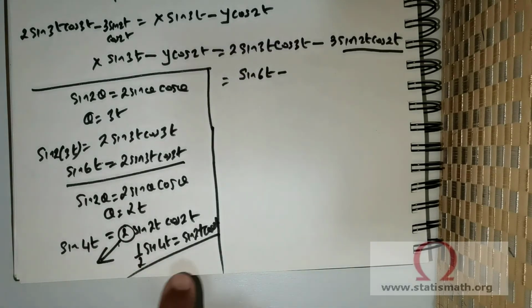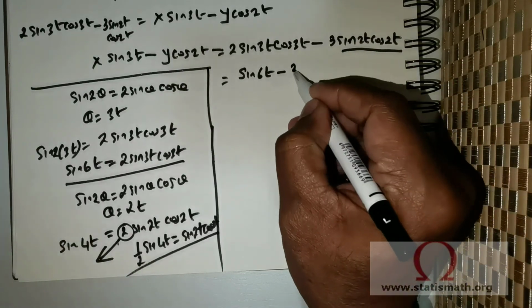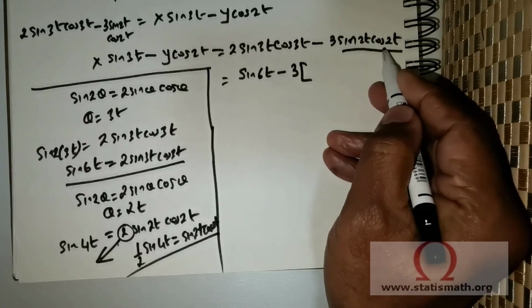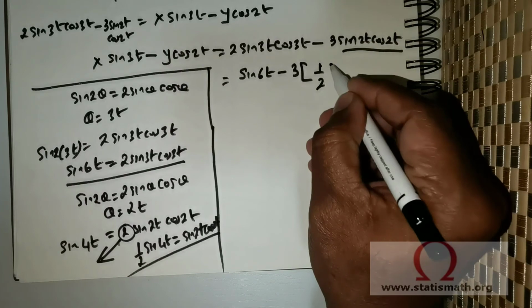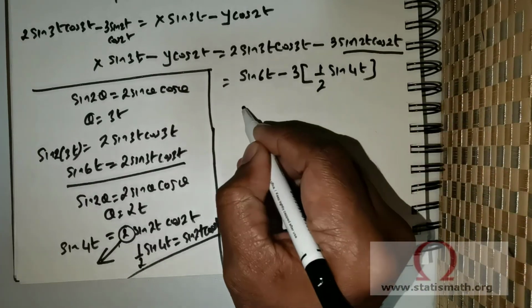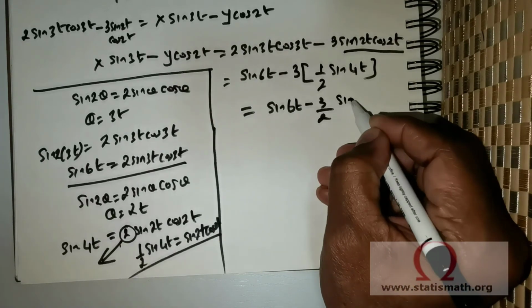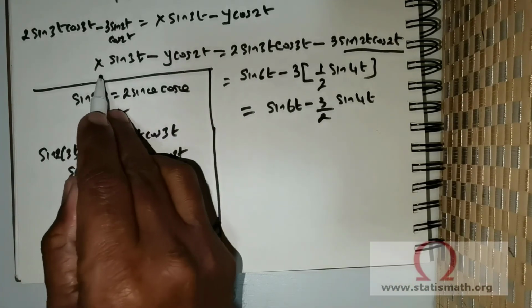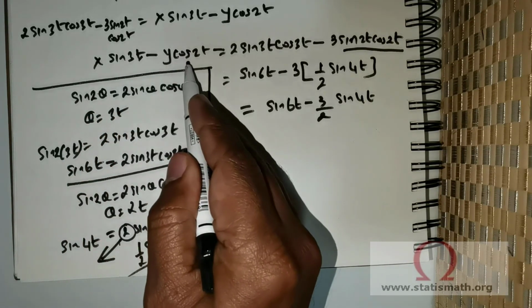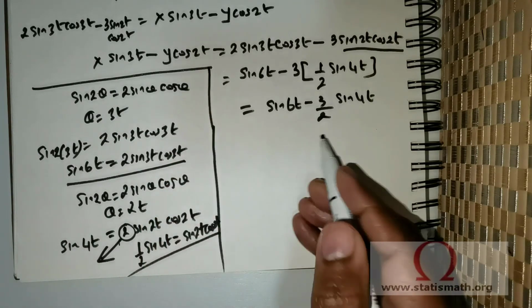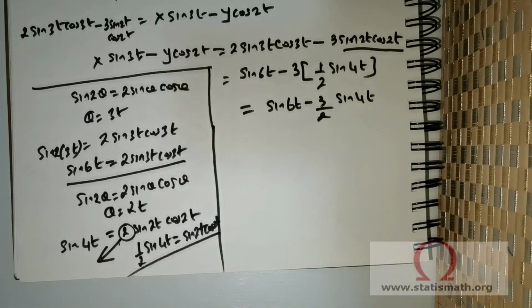So this is what I would be using. In place of 3 times sine 2t cos 2t, I would take 3 out, and in place of sine 2t cos 2t, I would be using this quantity, 1 over 2 times sine 4t. This can be rewritten as sine 6t minus 3 over 2 times sine 4t. So on the left, you have x times sine 3t minus y times cos 2t, which is equal to sine 6t minus 3 over 2 sine 4t. So that completes the result of this question.